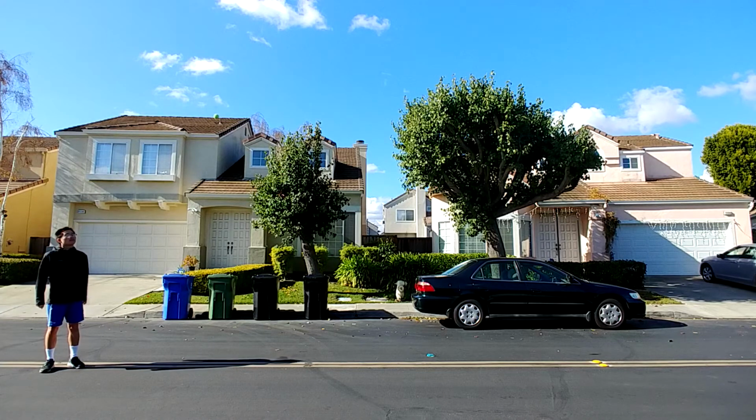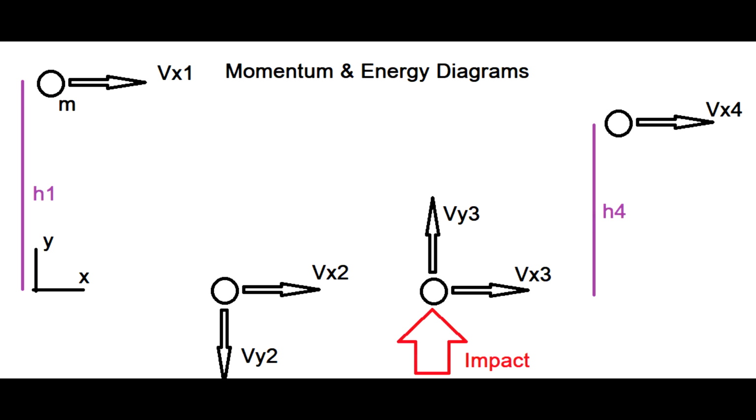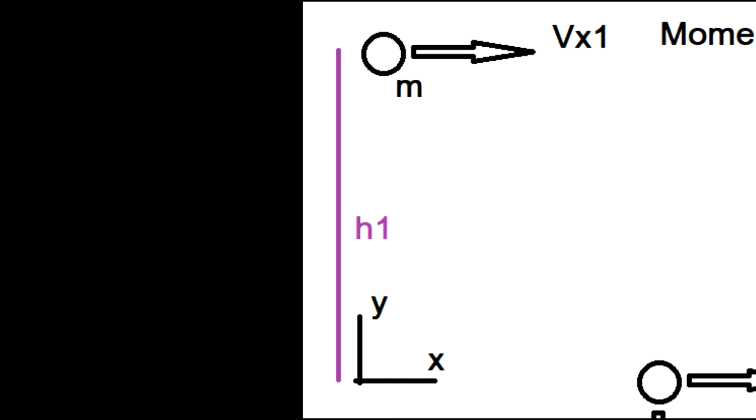This problem will involve work energy, conservation of momentum, and impacts. The first thing is you have to draw your diagrams. So I made 4 states: 1, 2, 3, and 4. States 1 and 4 are the peaks of the bounce, so that's when it has the most potential energy. And states 2 and 3 are right before and right after the impact, so that's when it has the most kinetic energy.